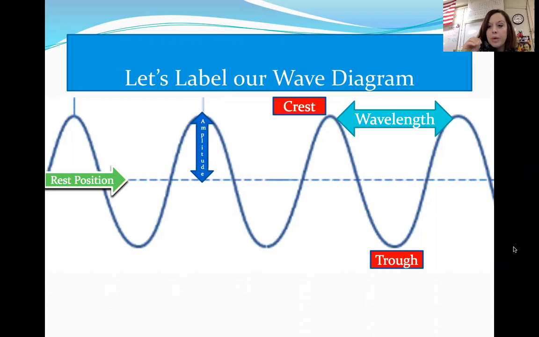The diagram will be posted in Schoology after class, but you could also start it now on your own sheet of paper. Okay, so you're going to get a piece of paper, you're going to draw this wave, and then we labeled these things: rest position, amplitude, crest, trough, and wavelength. Okay, 1 more minute now in class, and then if you don't finish, it'll be in Schoology. I'm done, by the way.